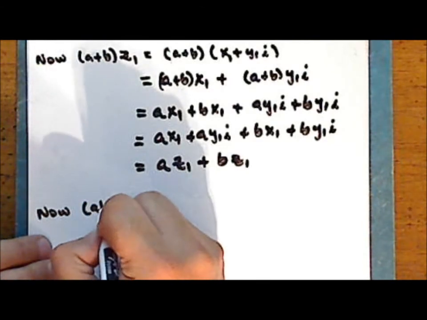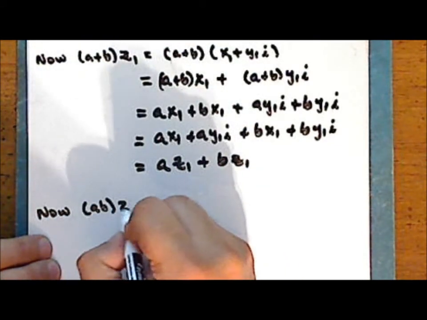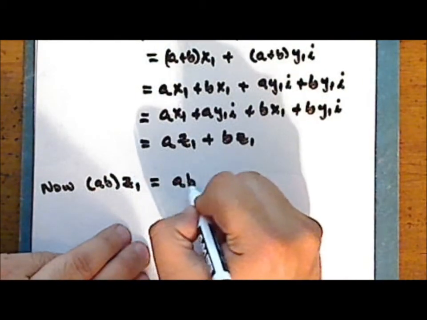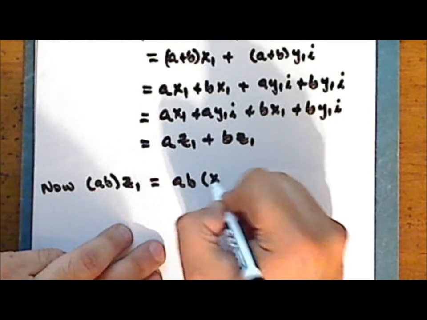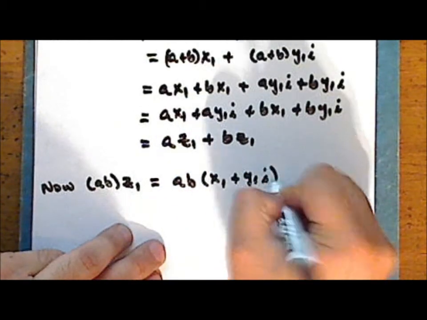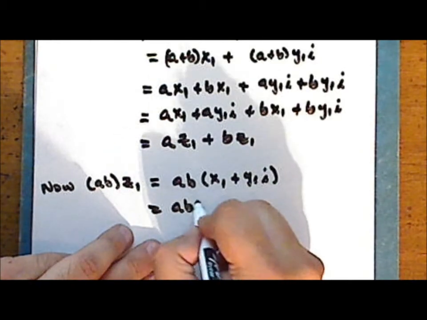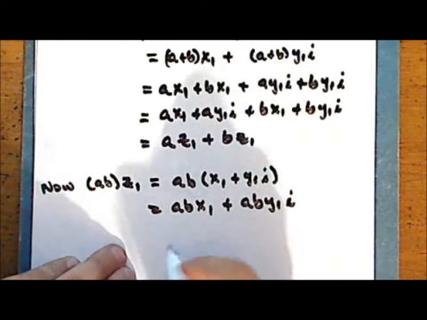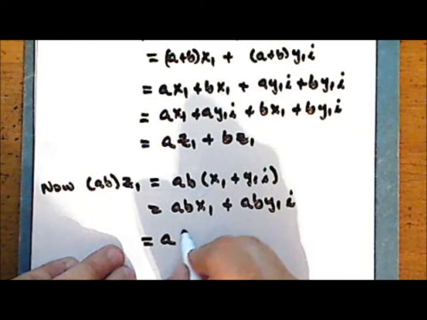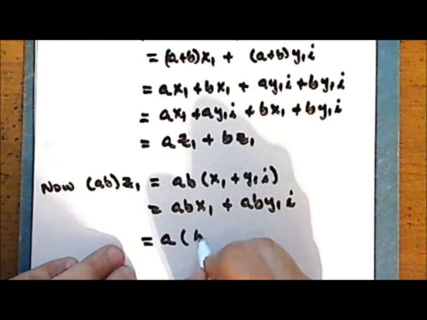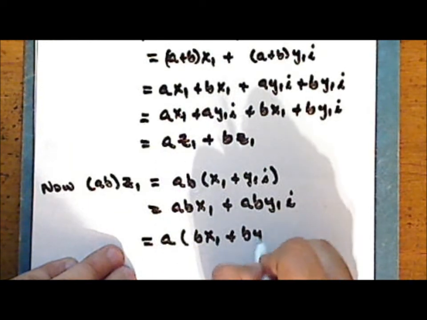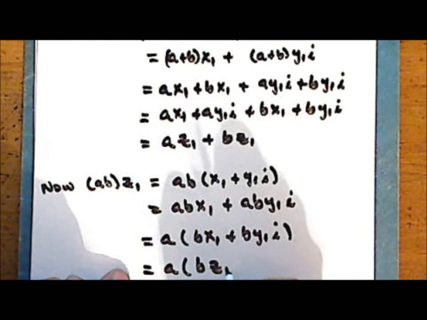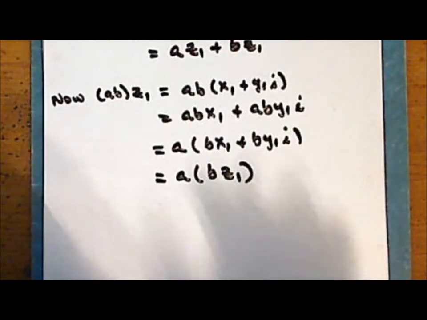So now we look at the product of scalars, A times B times the vector z sub 1. This is A times B times x sub 1 plus y sub 1 times I, which is A times B times x sub 1 plus A times B times y sub 1 times I. We can factor out the A so that we have A times the quantity, B times x sub 1 plus B times y sub 1 times I, and this is A times B times z sub 1.